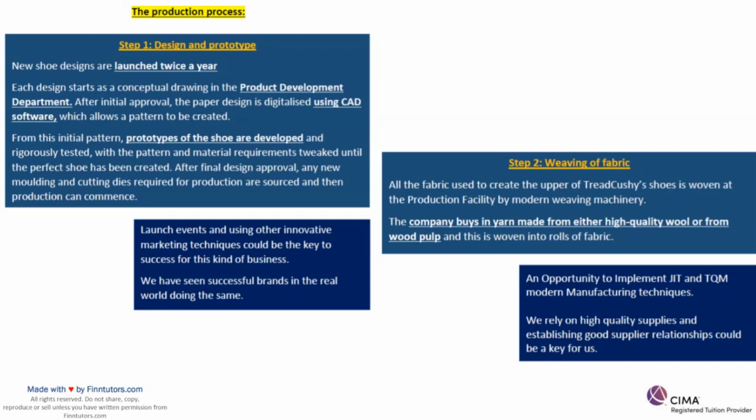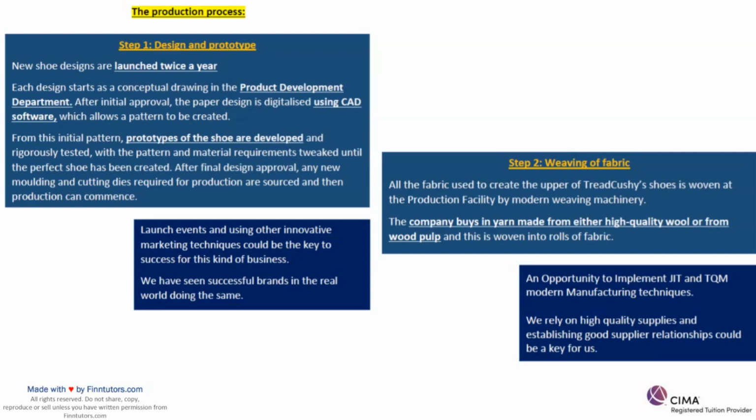Step 2 is weaving of the fabric. Now, all the fabric used to create the upper of the shoe, which is the upper or front part of TreadCushy's shoes, is woven at the production facility by modern weaving machinery. We have good machinery in place. The company buys in yarn made from either high quality wool or from wood pulp, and this is woven into rolls of fabric. So, an opportunity to implement JIT and TQM here.